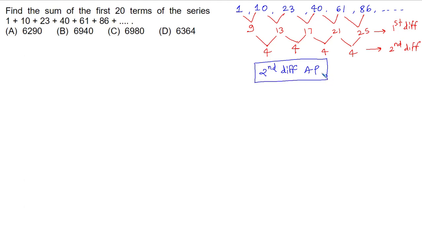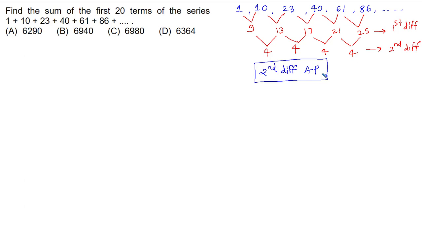Now if the first difference is constant, we know the formula to find the nth term: a plus (n minus 1) into d. That is a linear equation. If the first difference is constant, the general form of the nth term is a linear equation. If the second difference is constant, then the general form of the nth term is a quadratic equation.